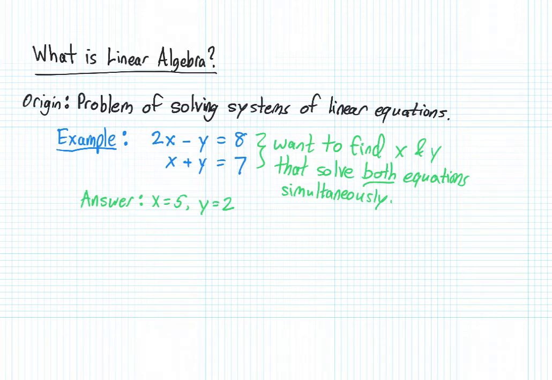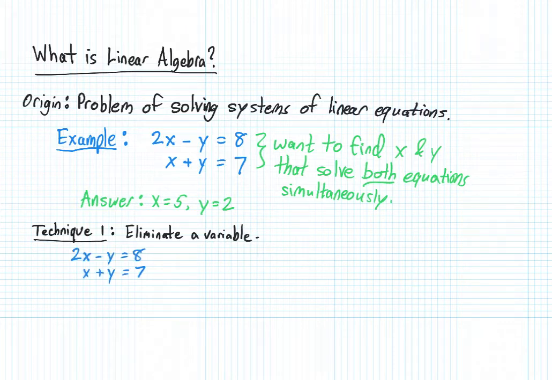But let's talk about how you would have obtained this solution. There are basically two different techniques that you might have used. So one technique is that you could have tried to eliminate a variable. So here's how that would work. So you start with the original system of equations, and then you observe that if you were to add these two equations together, the plus y and the minus y would cancel out. And then you're just left with the equation 3x equals 15, so x is equal to 5. And then you could plug that back into one of the other equations to solve for y, and you'd get y is equal to 2.